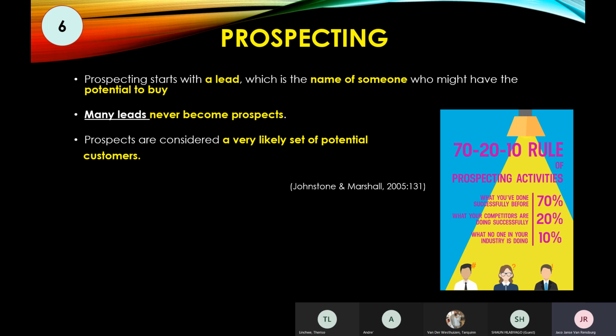But a prospect, and this is where we differentiate again between a prospect and a lead. It starts with a lead, and that is anybody who might have the potential to buy your product. But you convert them into prospects when you qualify them. In other words, do they have the ability as well? They have the potential, but do they have the ability to actually purchase your product? Do they have the money? Do they have the need for the product? Then they become prospects. Okay, so all prospects were originally leads.